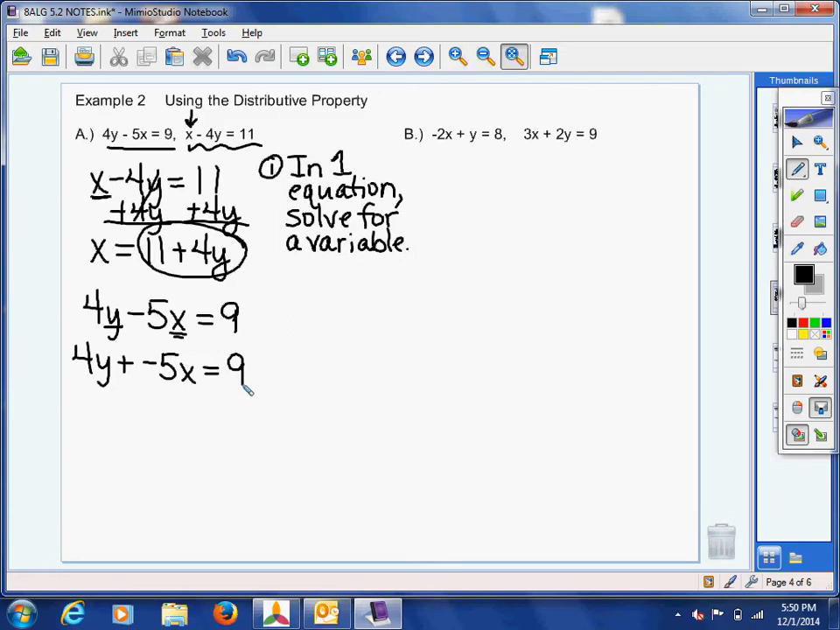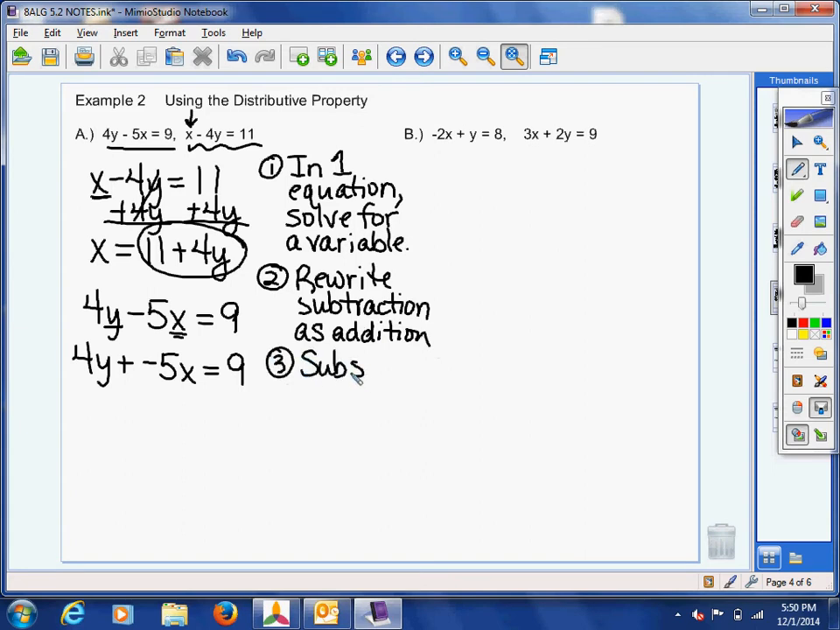Now what you're going to do is, I'll write that as a step, rewrite subtraction as addition. That will be fine. Okay. And then third step, we're going to substitute. And I'm just going to leave it at that. It's kind of wordy, I think, to write it out. But what I'm going to do is I'm going to take this quantity that I solved for and I'm going to rename x. X has a new name. I've already discovered it. It's 11 plus 4y.